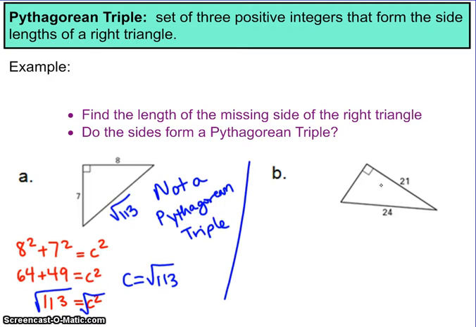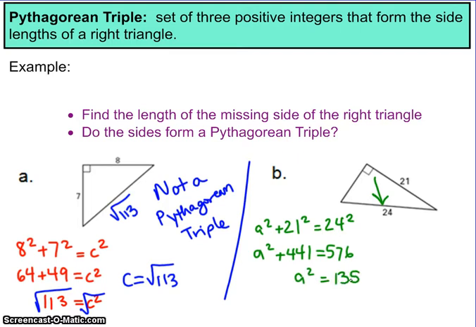Alright, over here, this time I have the hypotenuse, so I'm missing one of the sides. So I will do a squared plus 21 squared equals 24 squared. I get a squared plus 441 is equal to 576. I will subtract 441 from both sides. A squared equals 135. A equals the square root of 135, which simplifies to 3 square roots of 15. Because this is not an integer, this is not a Pythagorean triple.